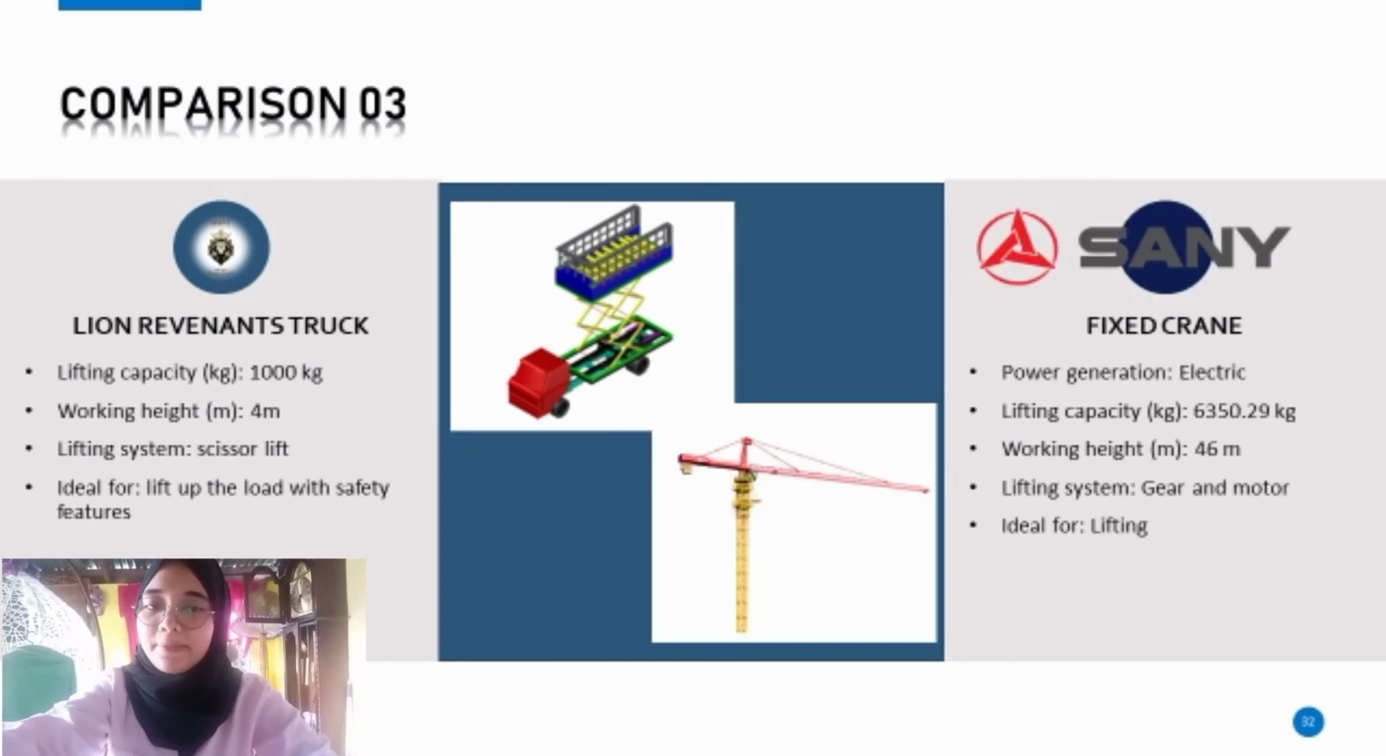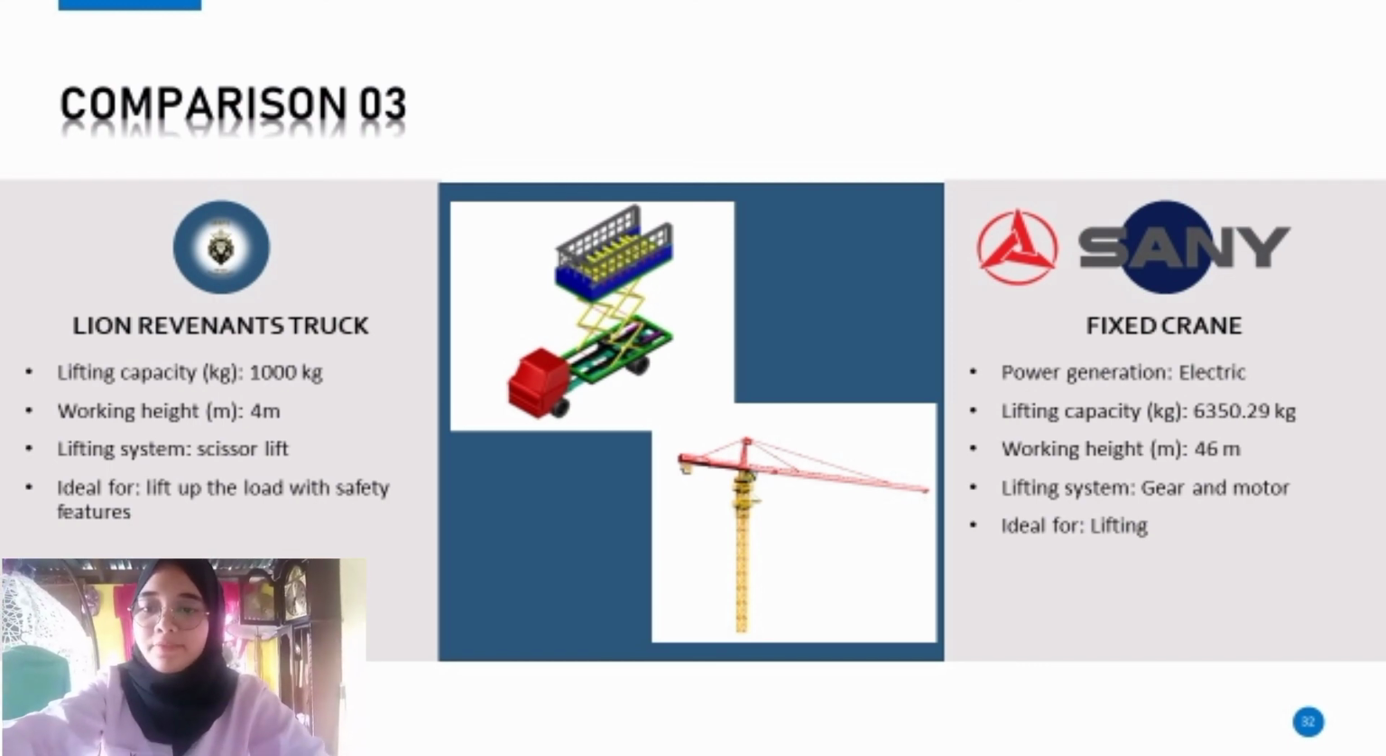And lastly, a company that produces the fixed crane, which is Seni. The fixed crane power generation is electric and the lifting capacity is 6,350.29 kg and the working height is 46 meters. The lifting system is gear and motor, and it is ideal for lifting.